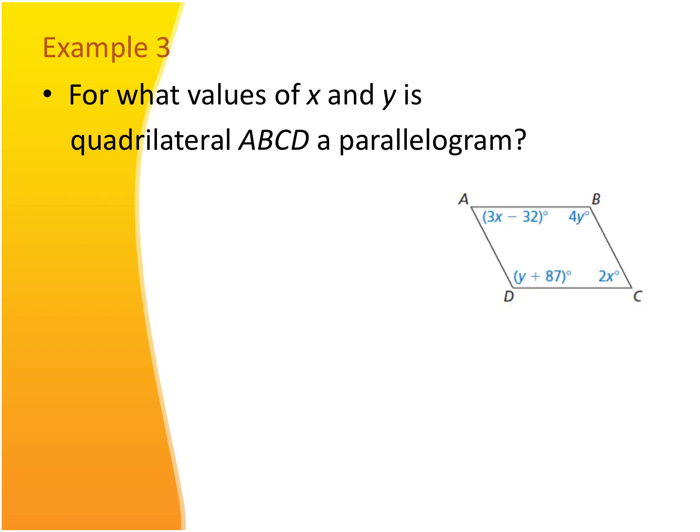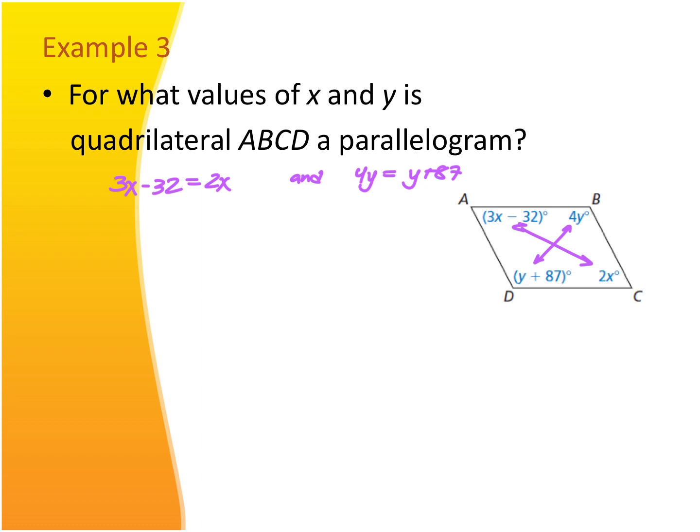Okay, another one. For what values of x and y is quadrilateral ABCD a parallelogram? Notice x and y are now talking about angles. Well, remember, if my opposite angles are congruent, then my shape is a parallelogram. So let's find the values that'll make that happen. 3x minus 32 has to equal 2x, and 4y has to equal y plus 87.